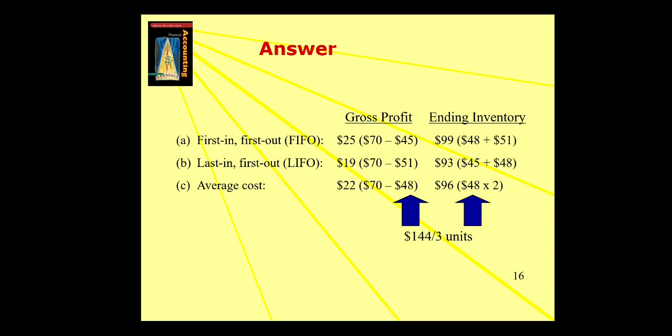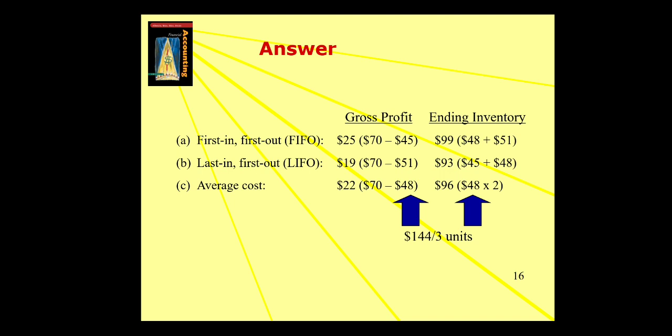The ending inventory value according to last in, first out is $93. Why $93? Because $93 is equal to the 2 inventory units left under the LIFO method, which are the inventory at the cost of $45 and $48, equal to $93.